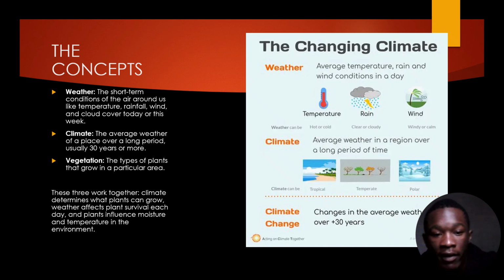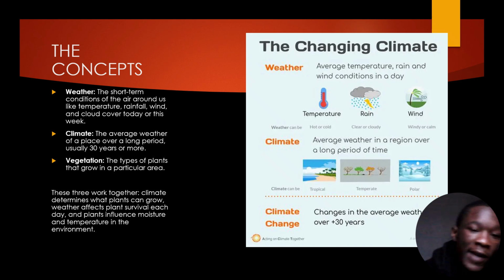So climate is the average weather of a place over a long period of time, usually 30 years or more. And vegetation is the types of plants that grow in a particular area. On our far right, there's a diagram showing us the changing climate, explaining weather and climate that I have already explained to you. Climate can be tropical, temperate, or polar.